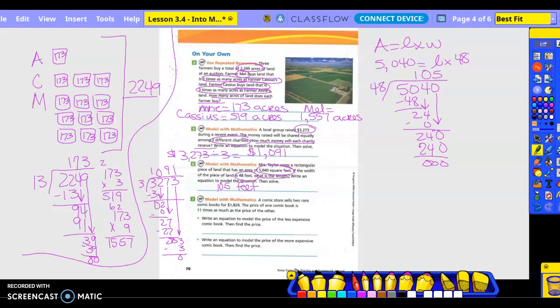Number 7, model with mathematics. A comic store sells 2 rare comic books for $1,824. The price of one comic book is 11 times as much as the price of the other. So we have 1,824, and then the one is 11 times as much. Okay, so what is going to be our equation? So we need to do a bar model, less expensive, more expensive, right? So the less expensive is going to have how many boxes? 1, right? The more expensive is going to have how many? 11.